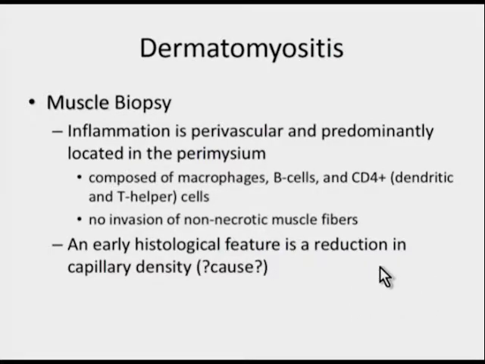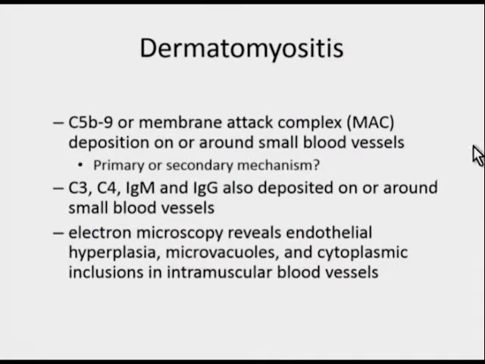An early histologic feature is a reduction in the capillary density, and some investigators have wondered if this is a cause or an effect of the disease. One thing that has been noted is the presence of membrane attack complex, or complement C5b through C9, protein deposition on or around small blood vessels. Again, it's not clear whether this initiates the process and then there's destruction of the muscle, or whether destruction of the muscle results in accumulation of these inflammatory mediators. There may also be complement and IgM and IgG deposited in these areas, and electron microscopy shows a typical endothelial hyperplasia, microvacuoles, and cytoplasmic inclusions in the muscles.